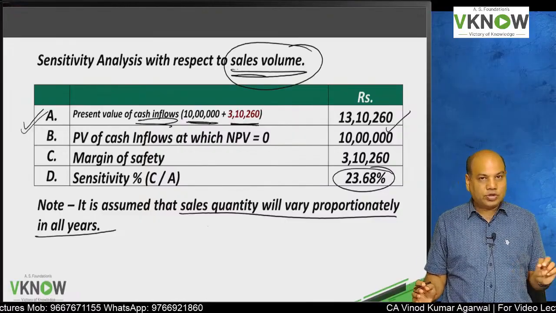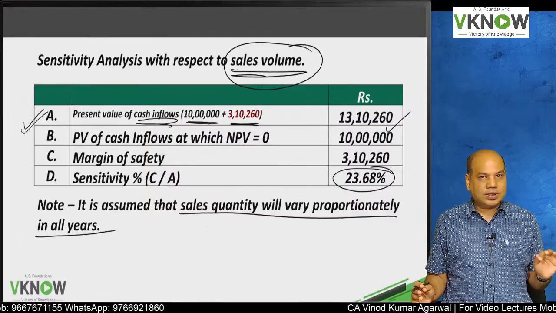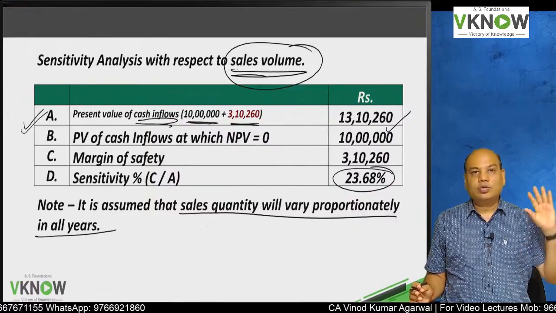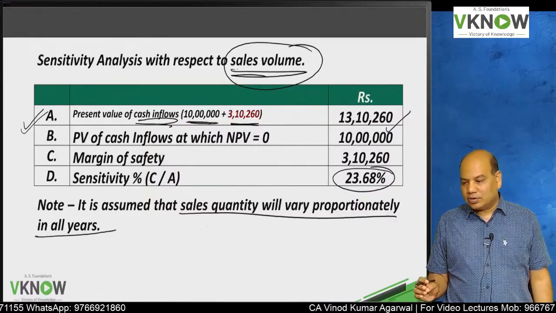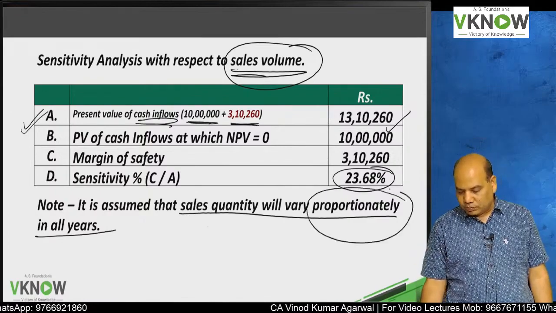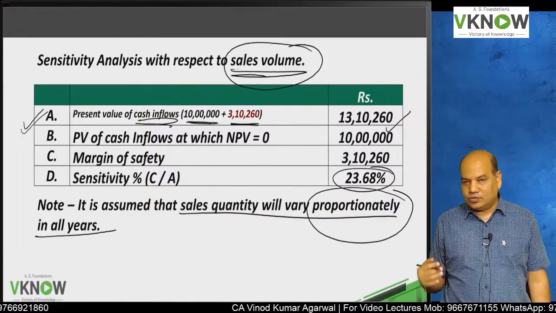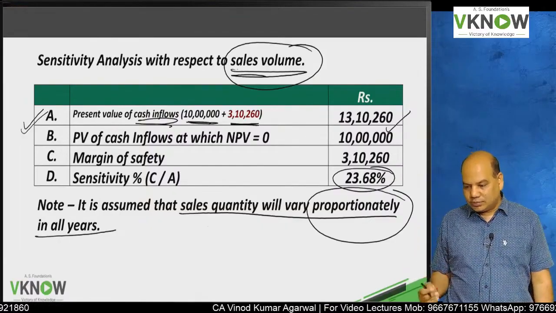But if I look at the institute answer given in your book, which is taken from the study material only, or if I look at the original suggested answer, they have taken proportionately only, assuming that sales of all the 3 years will change proportionately.